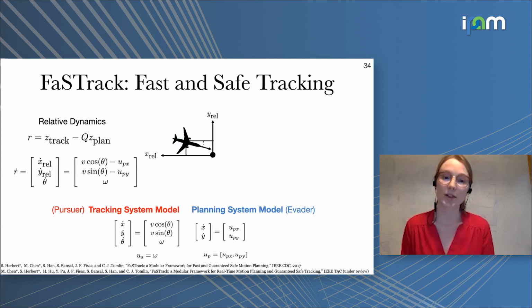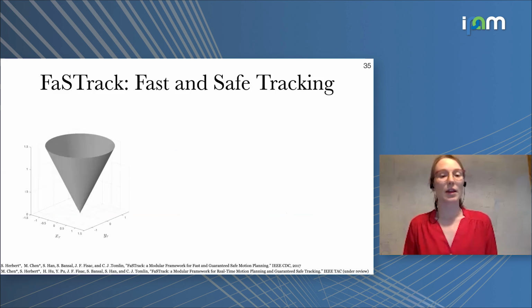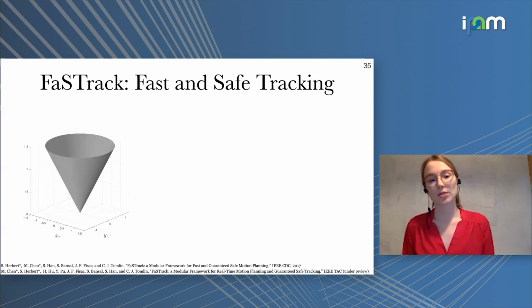Now that we have the relative system dynamics, the next step is to define what this cost function or implicit surface function should be. Here, we're going to make our cost function distance to the origin in relative state space. Because again, the origin is where our planning agent is. So we want our cost to be relative distance to the planning agent.